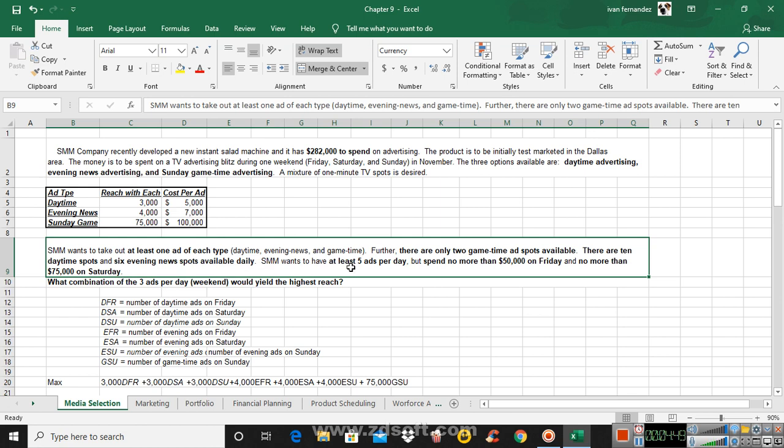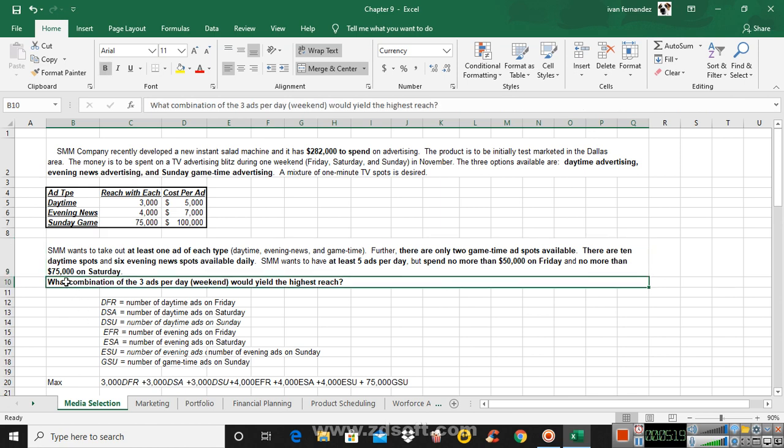SMM wants us to have at least 5 ads per day. So in any given day, the addition of the 3 has to be at least 5. But you cannot spend more than 50,000 on Friday and no more than 75,000 on Saturday. So the multiplication of the number of ads times the cost in any given day cannot be more than 50,000.